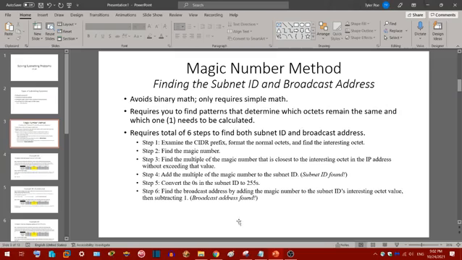The steps are listed here. I'll let you review them for a minute. But when you do these problems individually, like when you're given a question in your test asking you to just find a subnet ID or a broadcast address, you only need 4 steps. And I'll go over that quickly here.